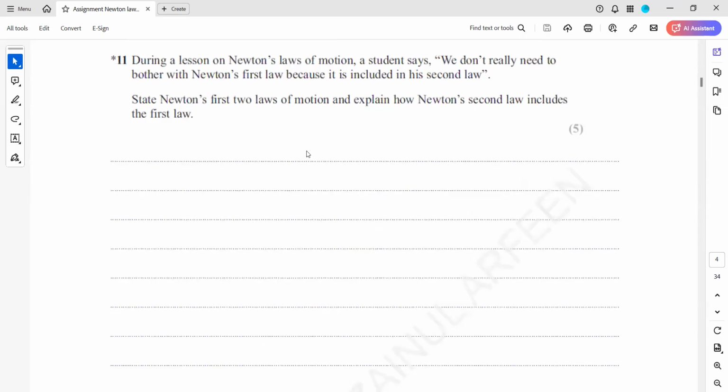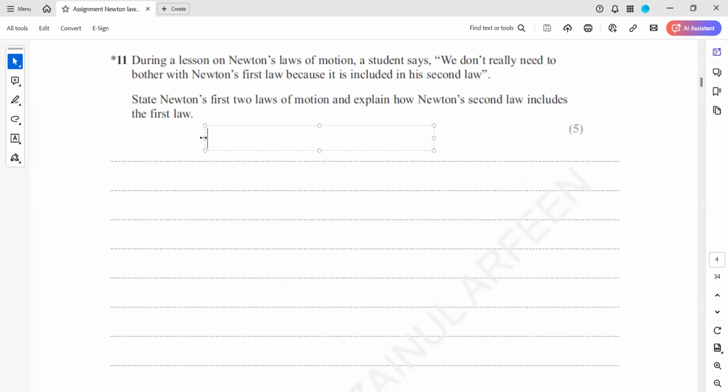First 2 marks are for the first law. 2 marks are there for the second law. And the 2 marks for the first law, 2 marks for the second law, and the 1 mark is for relating them together. How do we relate them together? We relate them together by the resultant force.